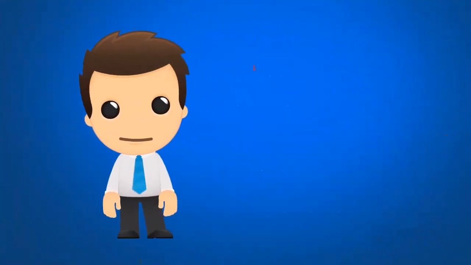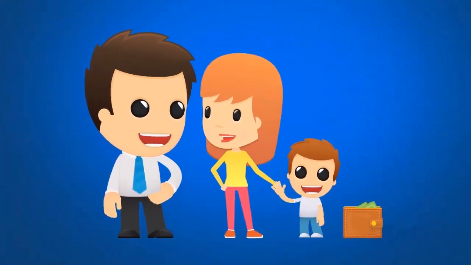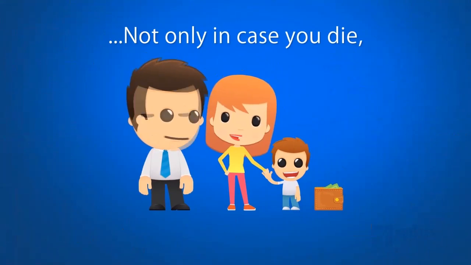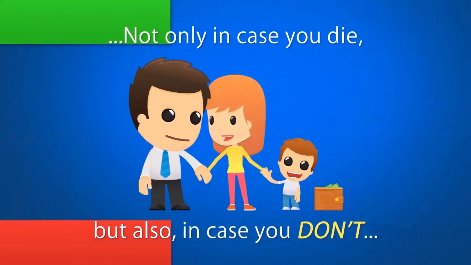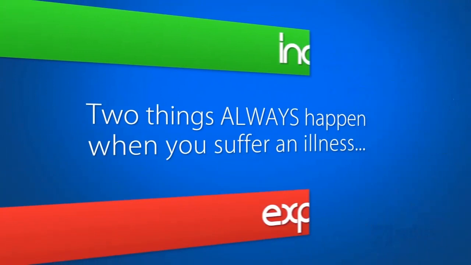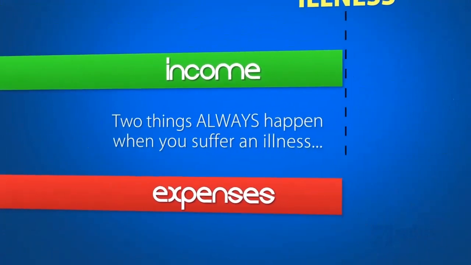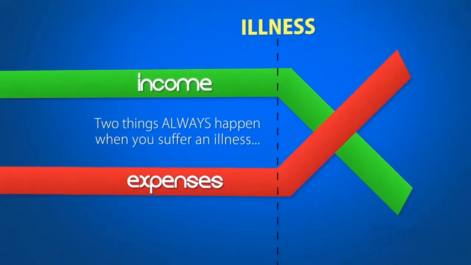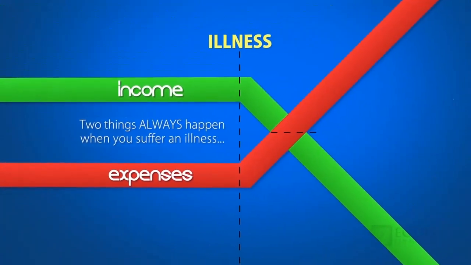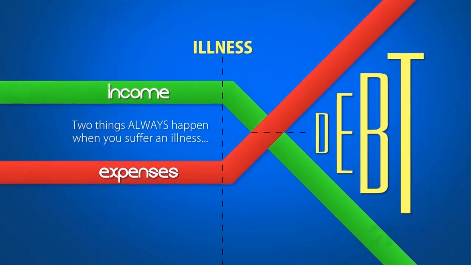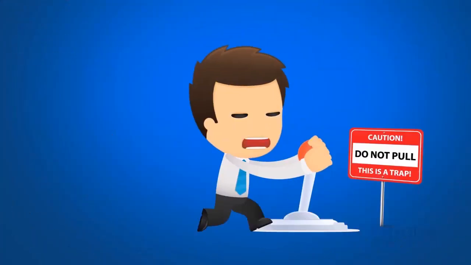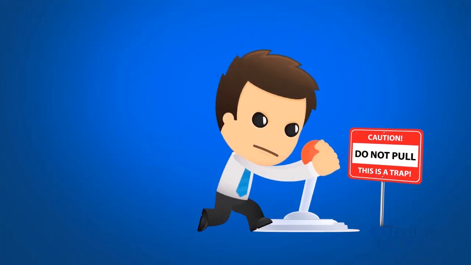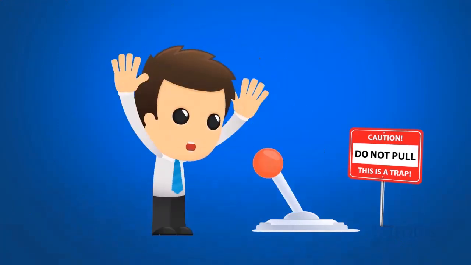Living benefits protect you, your loved ones, and your wallet, not only in case you die, but also in case you don't. Two things always happen when you suffer a critical or chronic illness. Your expenses go up, and your income goes down. When your expenses get higher than your income, that's when debt begins to pile up.